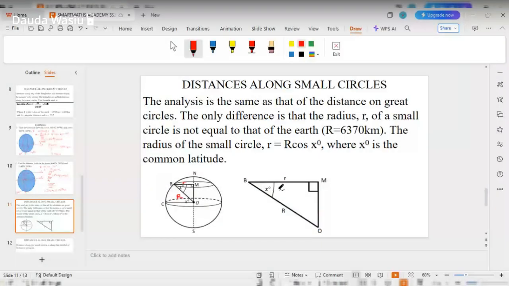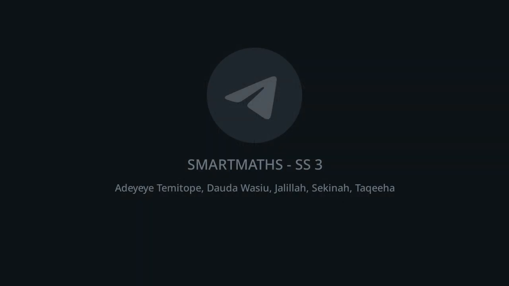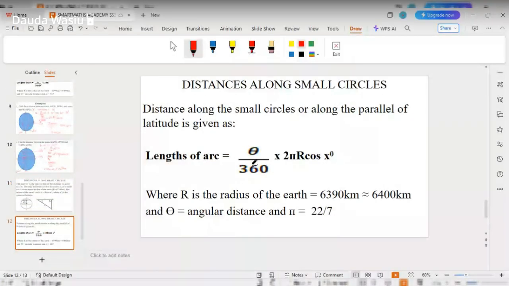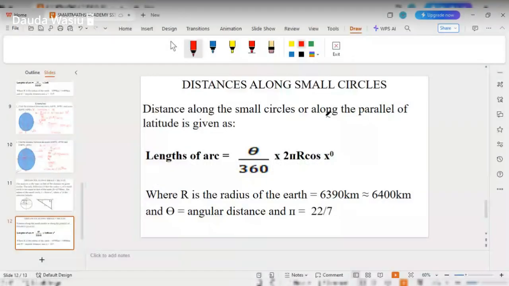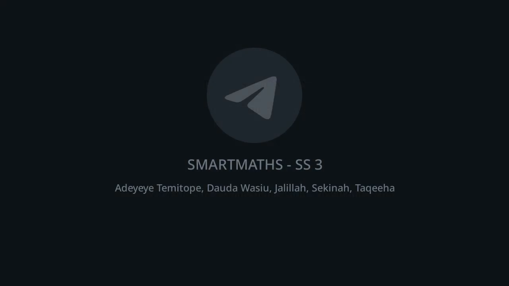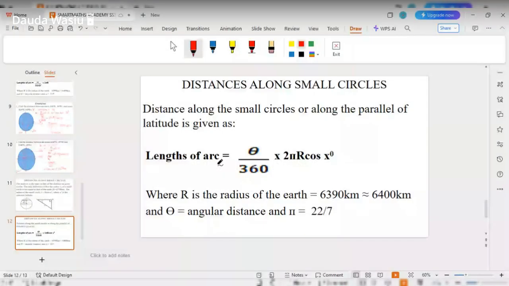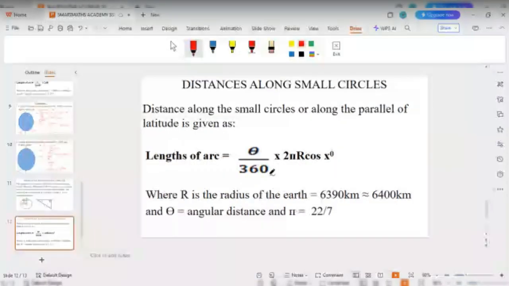The next slide says the distance along small circles. So the formula to use now: the distance along small circles, or along the parallel of latitude, is given as the length of an arc. We make use of the length of an arc, but for the small circle. So theta over 360 degrees multiplied by 2 pi big R cos x. So we replace the big R from the longitude formula with big R cos x.